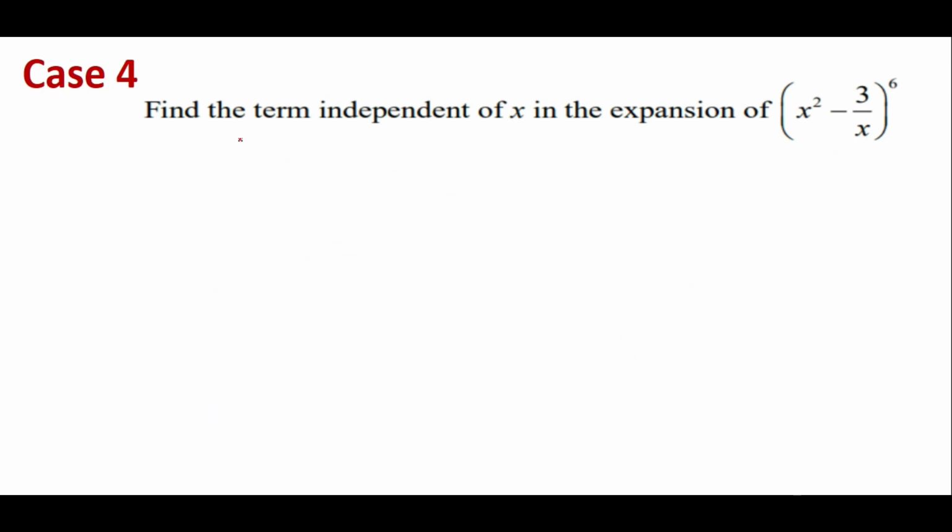Now case 4, this question is similar to the previous one because they have not mentioned the position of the term that they want. Instead of that, they have said find the term independent of x. Independent of x means there is no x in the whole term, so for sure the power of x is going to be 0. So you do the same procedure as in the previous question, and at the end you have to equate the power of x to 0 and find the value for r, and that's how you do it. You can just pause the video and look for the steps.